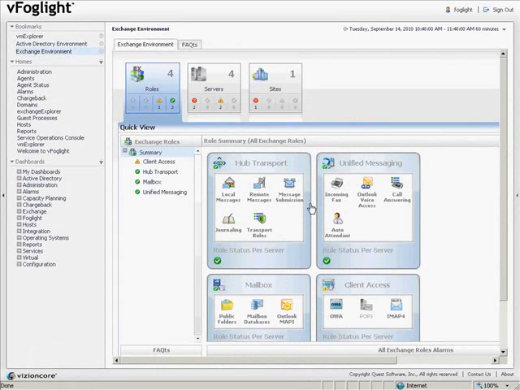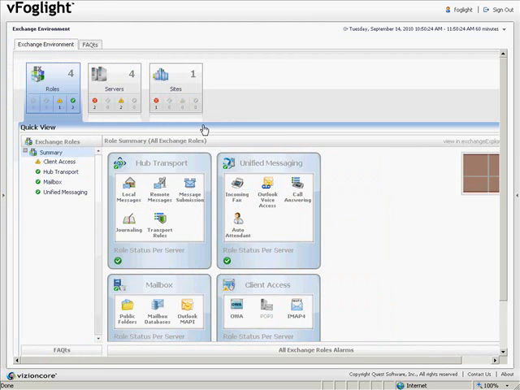Let's take a look at the Exchange environment. The Exchange environment has an Exchange environment tab, as well as a frequently asked questions tab. At the top we can see roles, servers, and sites. Let's take a look at the roles in this environment. The roles that we have in this environment are Hub Transport, Unified Messaging, Mailbox, and Client Access.